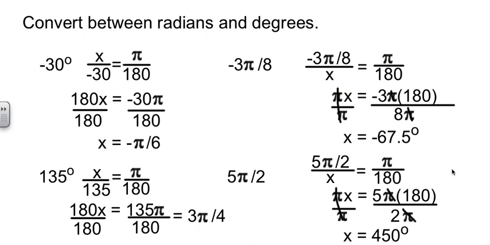Degrees and radians, switching back and forth, and being able to draw angles. Those are the two big things, and then finding coterminal angles by adding or subtracting 360.